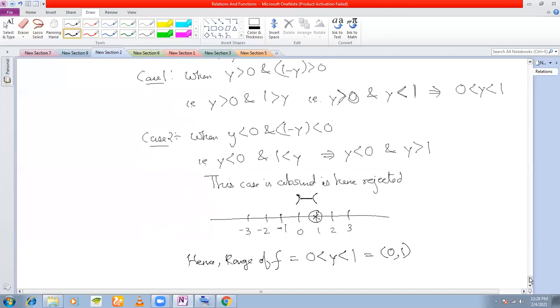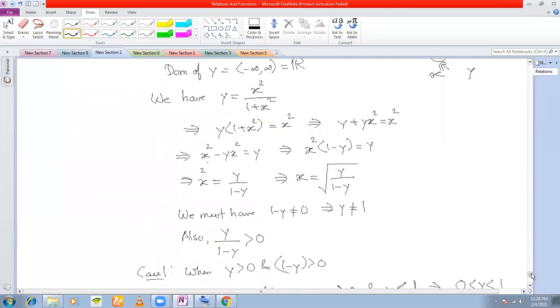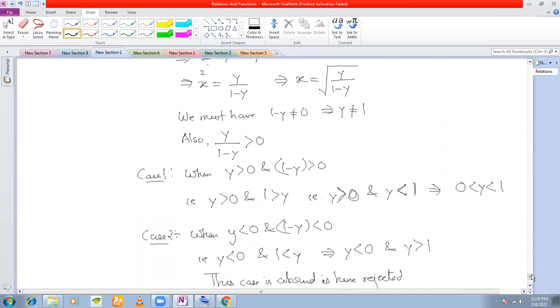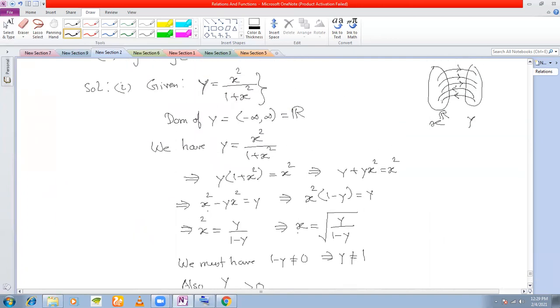If you see here, the process of finding the range is exactly the same as the process of finding the domain, except that we change everything in terms of y, and then we find out the domain. Is it clear? Yes, sir. So that is where I stop here.